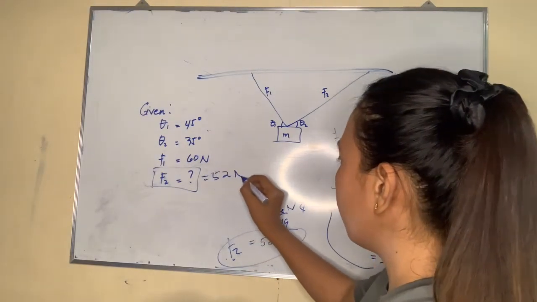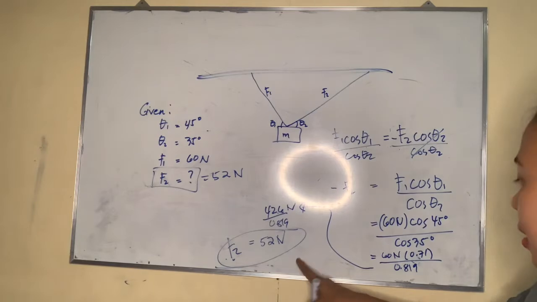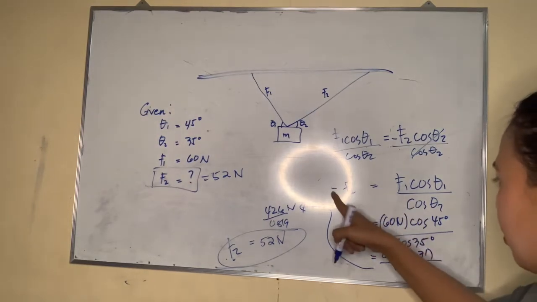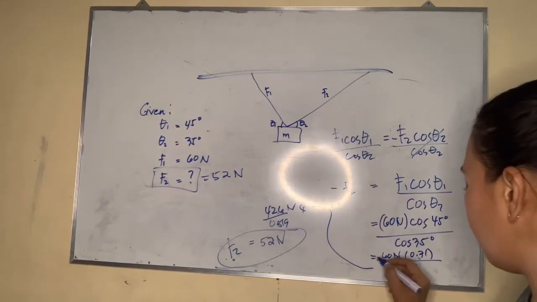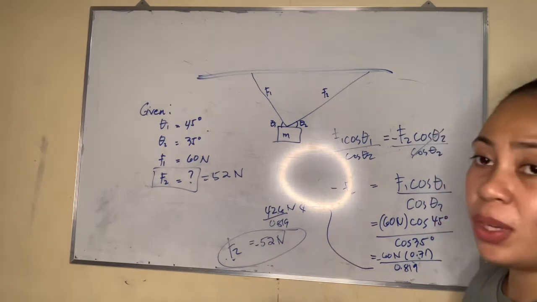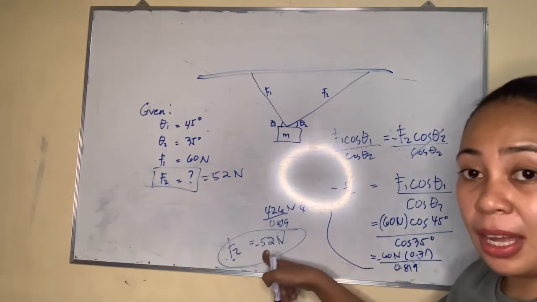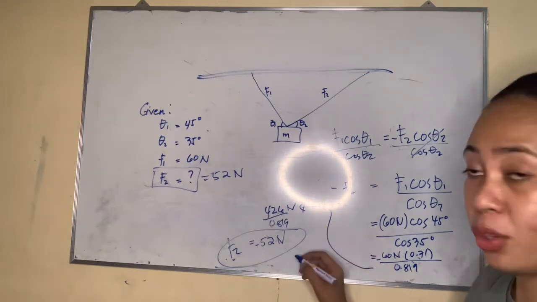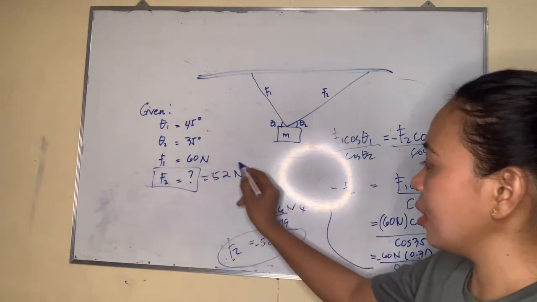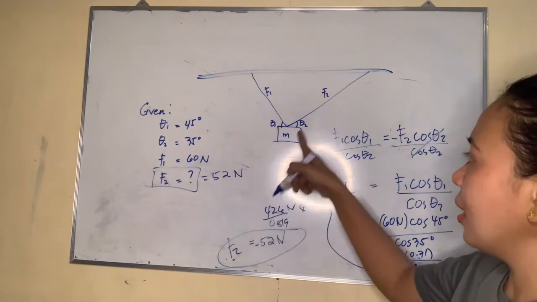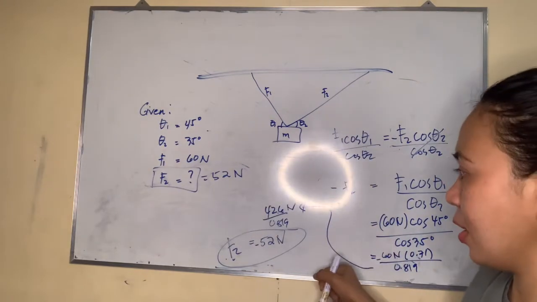So your F2 is 52 Newton. And there's still the remaining negative sign here. So what is the negative sign? It indicates it's in the negative direction. So you can put simply 52 Newton, but it's in the negative direction.